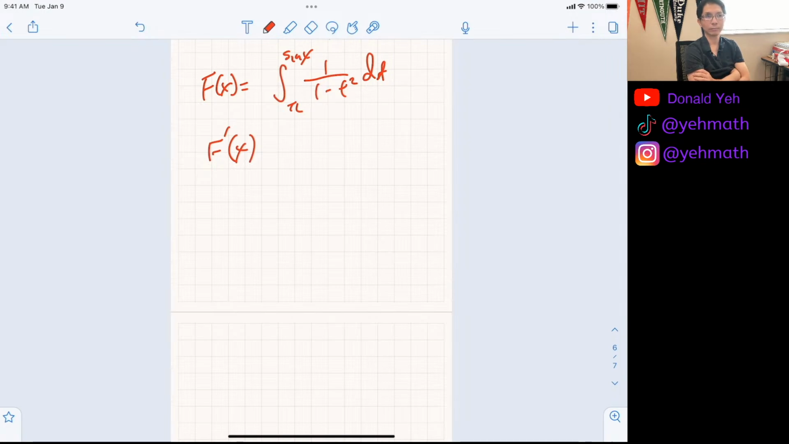Right. Do you assume that 0 minus t squared equals g of t? Yeah, it's g of t.